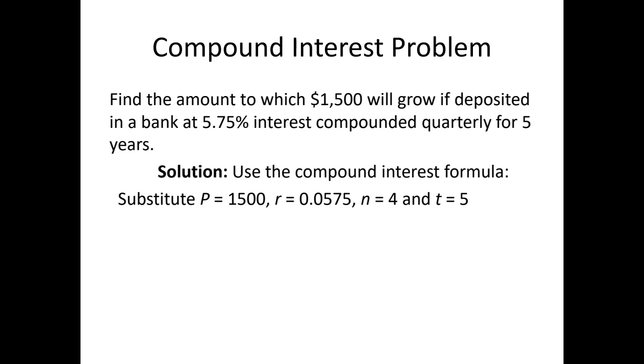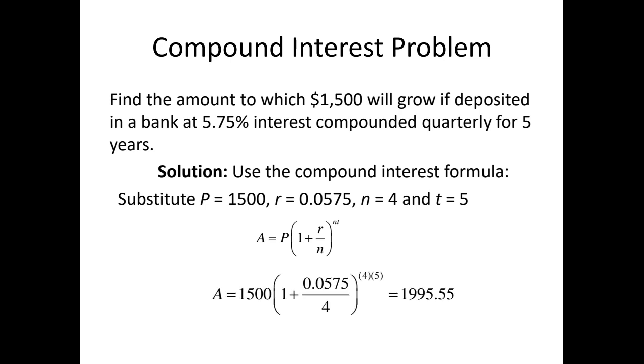And now, we know when they said quarterly, that means that our compound term n is equal to 4. And then they said for 5 years. So the years is our time, so that's t equals 5. So let's go ahead and put everything together. And this is our formula. So I'm going to plug everything in.